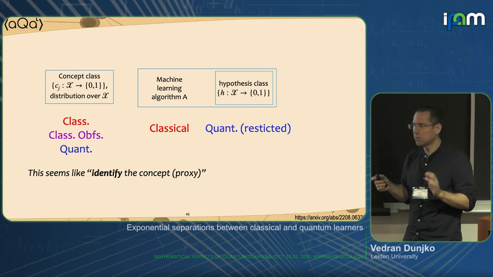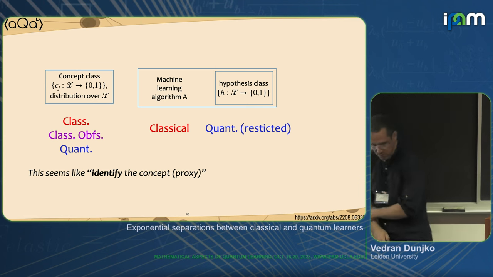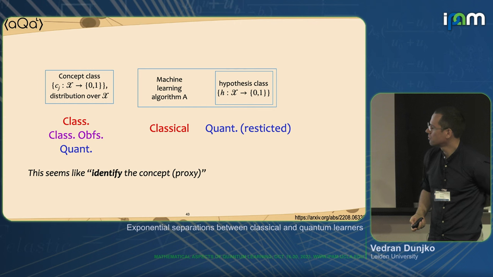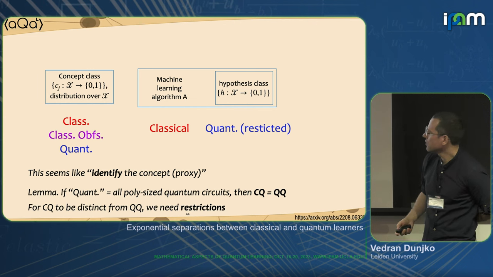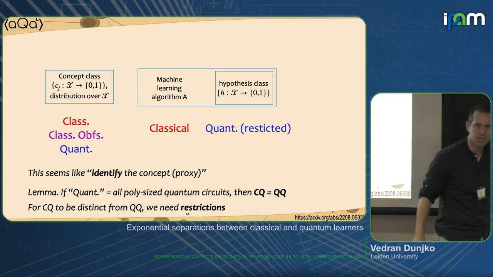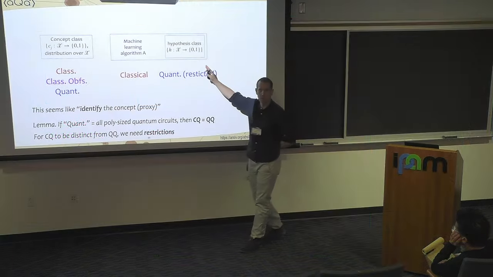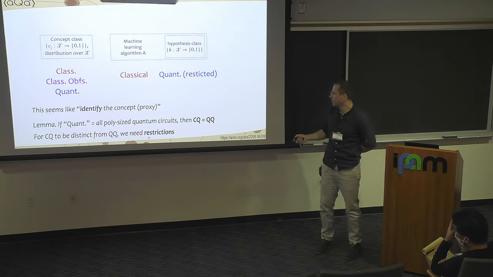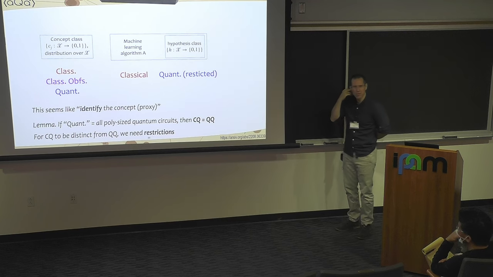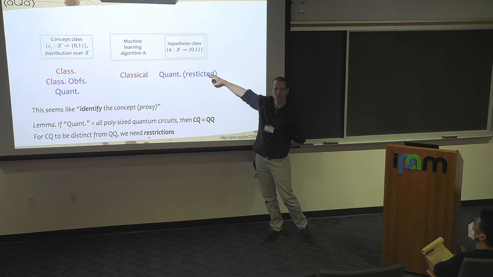Now I cannot evaluate it, but I can find which algorithm would do it. And it seems like they identify the concept thing, but then if you think about it a little bit longer than 5 minutes and read books of much smarter people, then you find out that there's actually a problem. Because if we call quantum here to mean all polynomial size quantum circuits, then you can somehow delegate the learning problem onto the concept class itself, somehow prefix it. And it ends up being that the CQ is actually the same as QQ. So my question doesn't even make sense. But it does if I restrict what quantum circuits I'm allowed to use.